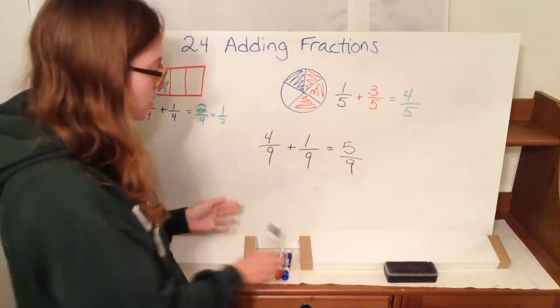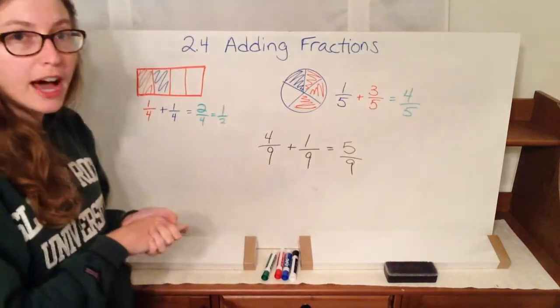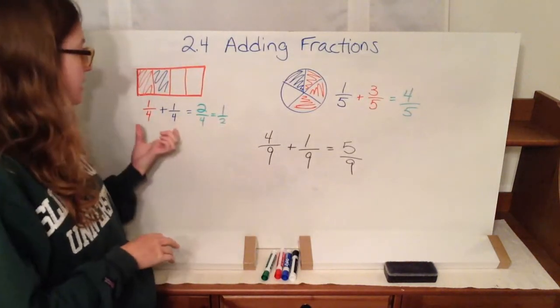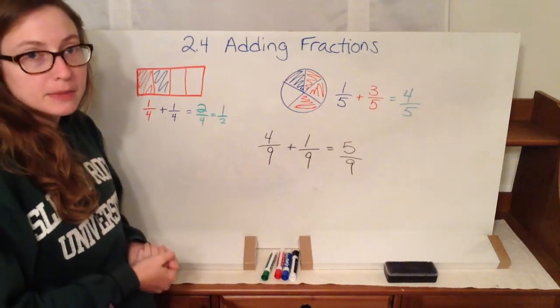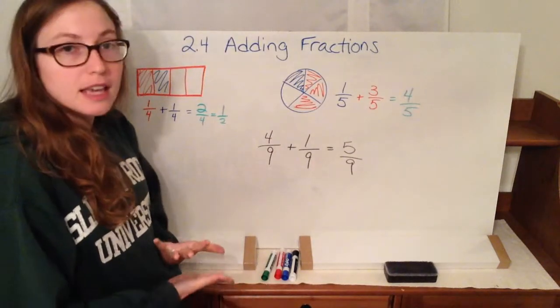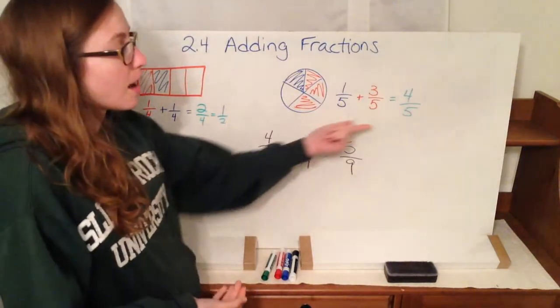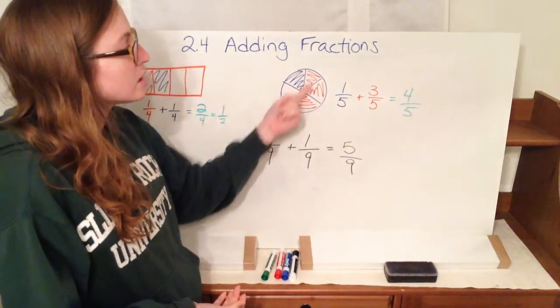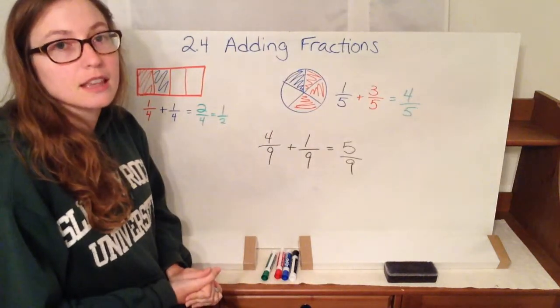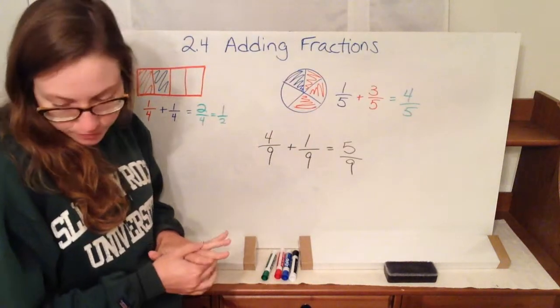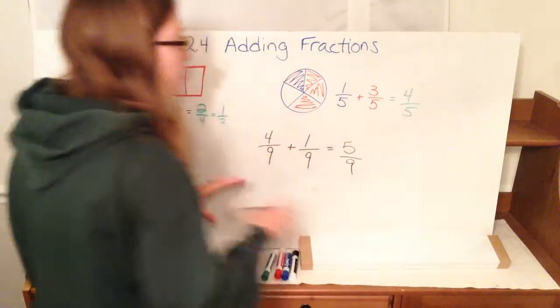Okay? So this is the most basic form of adding fractions. When the pieces that we're putting together are made up of the same size, that is to say their denominator is the same, then we just add the numerators and the denominator stays the same because we're not changing the number of pieces that the thing is cut into. Okay, let's do a few more examples quickly.